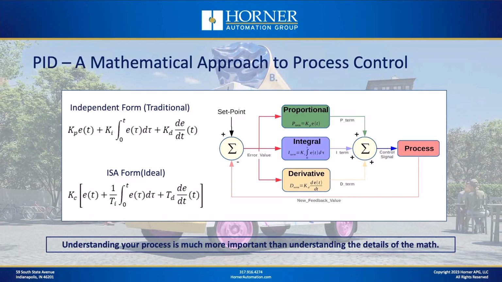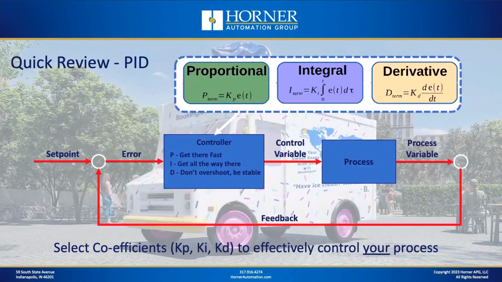Now, don't get lost in the math equations or the math symbols on this slide, because the most important thing for successful process control is for you to understand your process and how it works. What are you trying to control? What impacts that? All those sorts of things. That's way more important than any specifics or the details on the math equation. Now, let's take a closer look at some of the different elements of a PID algorithm.